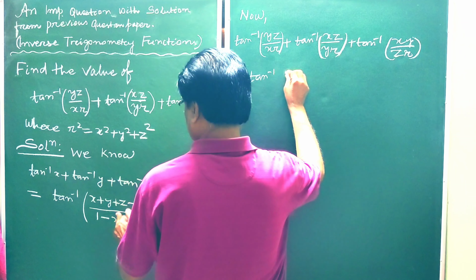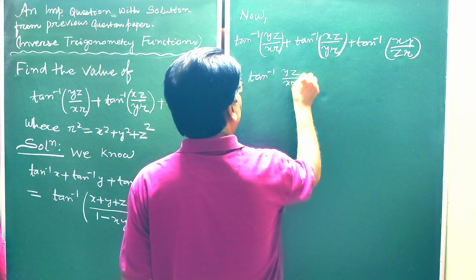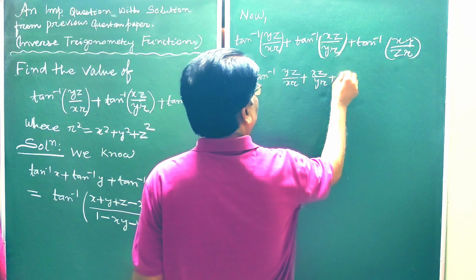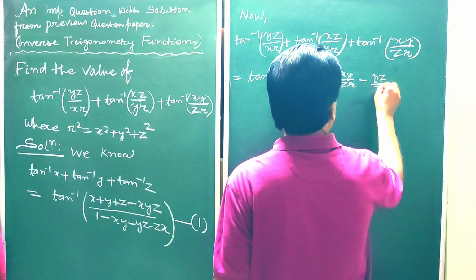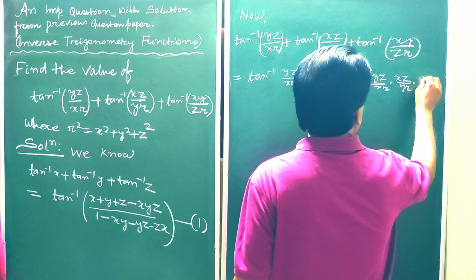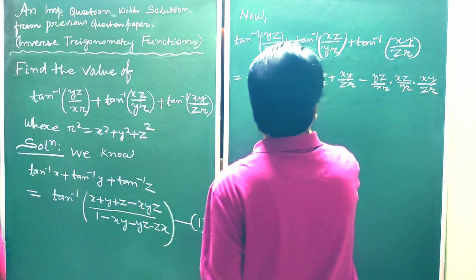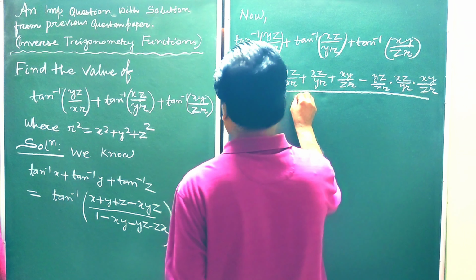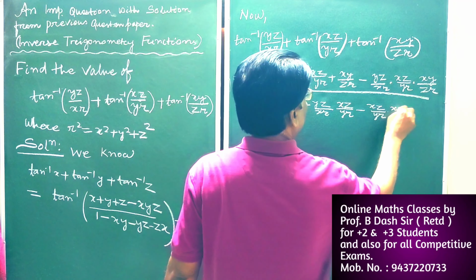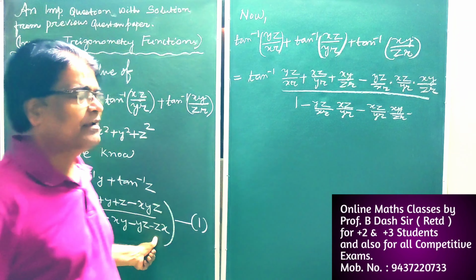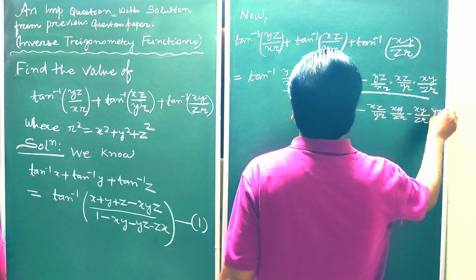Then tan inverse x plus y plus z means yz by xr plus xz by yr plus xy by zr, minus xyz means yz by xr, xz by yr into xy by zr, divided by 1 minus xy, yz by xr into xz by yr, yz, xz by yr, xy by zr, minus xz or zx, xy by zr into yz by xr.